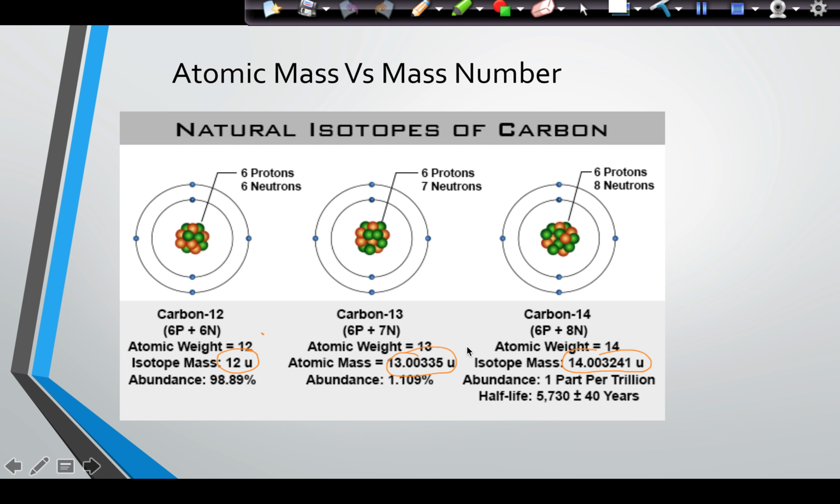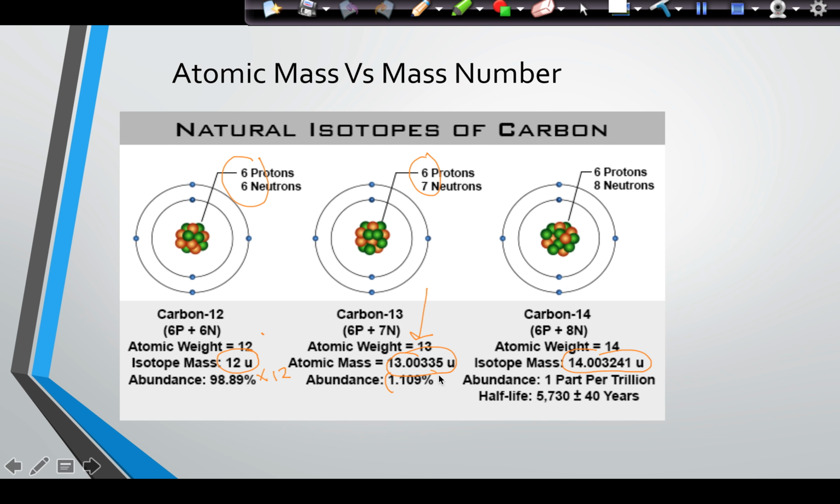Or isotope masses, and these different isotope masses also have different abundances. When we look, the mass number is simply protons plus neutrons, but the isotope mass is a number that goes out to decimal places. The atomic mass takes into account the percent abundance times the atomic mass.